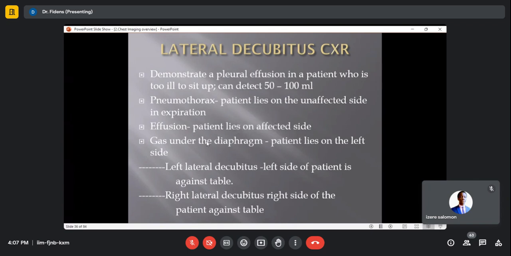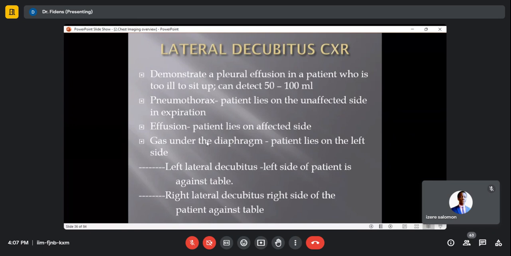If you suspect the pleural effusion, you remember the indications of lateral decubitus. The first indication is when you suspect small pleural effusion. The second indication is when you suspect small pneumothorax. The third indication is when the patient is too ill to sit up or stand up.